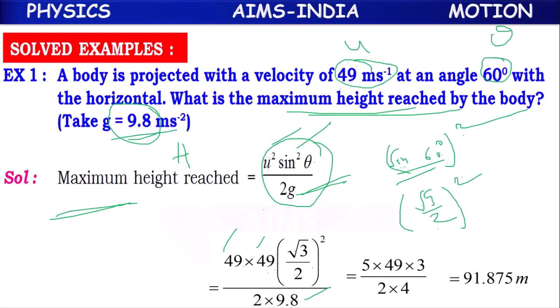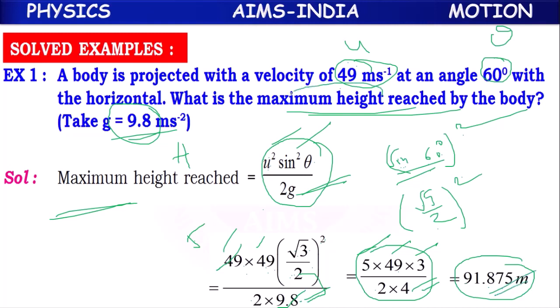Here 9.8 is 5 times 49, so 5 will come here. One more 49 is there. Root 3 whole square will become 3. This 2 square will become 4, and as a denominator it will come down. So we can write 2 into 4. If you multiply the numerator part and divide with the denominator, the value will be 91.875 meter. So the maximum height reached by the body is 91.875 meter.